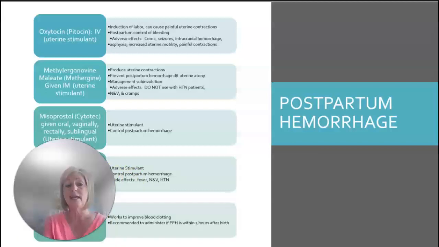And we can give something called TXA, tranexamic acid, and it's an antifibrinolytic. So it stops that fibrin breakdown, and works by improving that blood clotting. It makes that blood clot. So it stops that lysis of that clotting factor. Now, it's recommended that we give TXA if they have postpartum hemorrhage. That's within 3 hours after birth. It's going to work better during that time frame. So know all of these.